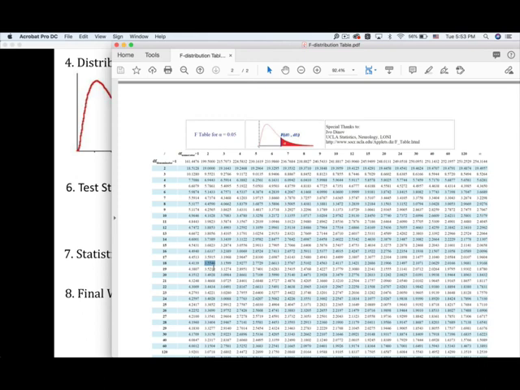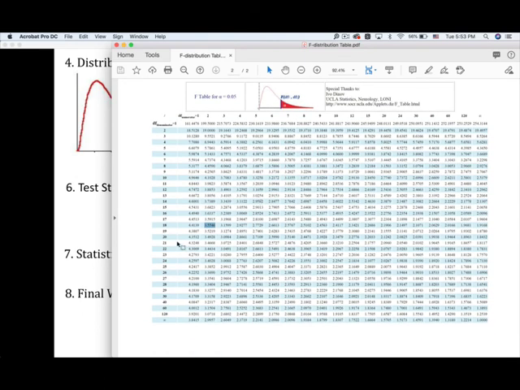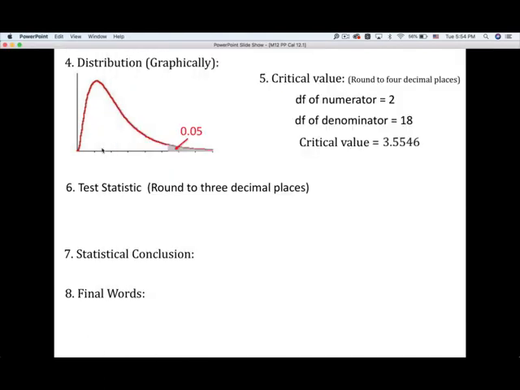3.5546. Okay? If you can't find the exact degree of freedom, you could find the closest one. For example, let's say I have 32 and 2. I don't have the 32 here, so I will try to look for the closest one. That will be 30, okay? Write it down. This is going to be your critical value. And draw it on the distribution here. This point will be equal to your critical value.